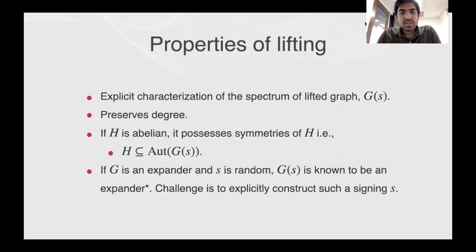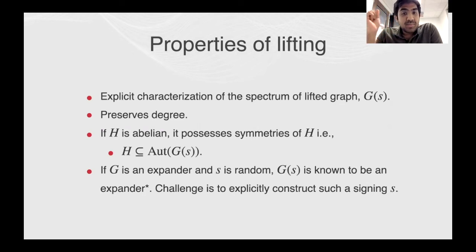All right. So let's see why this lifting is a nice operation. So the first thing is that we can very explicitly characterize the spectrum of the lifted graph G of S in terms of the signing S. And this is very useful because at the end of the day, we need to bound the eigenvalues of the graph. Moreover, it preserves degree, and therefore you can build a tower or a sequence of lifts, which is why it is an often used tool in constructions of expanders. You can start with the base graph and build repeated lifts.